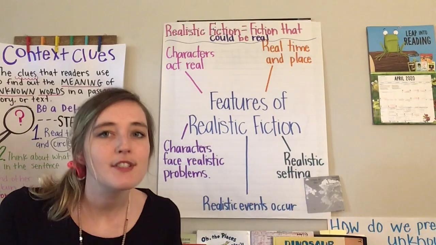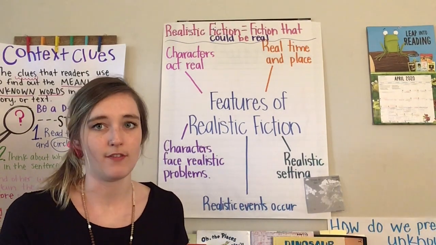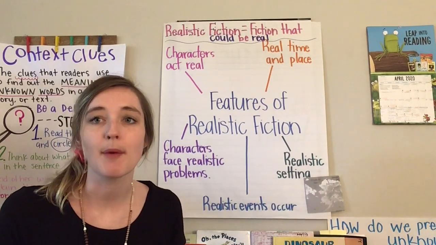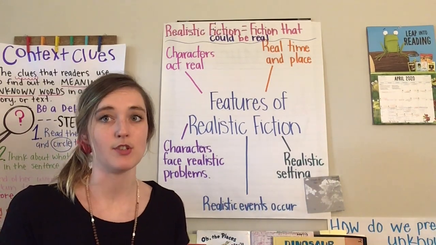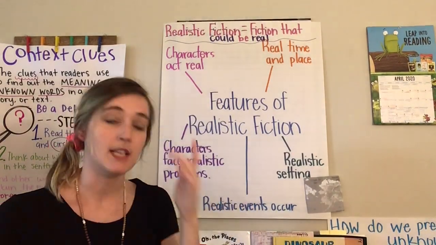So there's kind of 5 different ways to identify features of realistic fiction. So when we're talking about features, we're talking about reasons that things are realistic features. So I'm going to go over all of them right now, and then we're going to go and look for them in our text, okay?